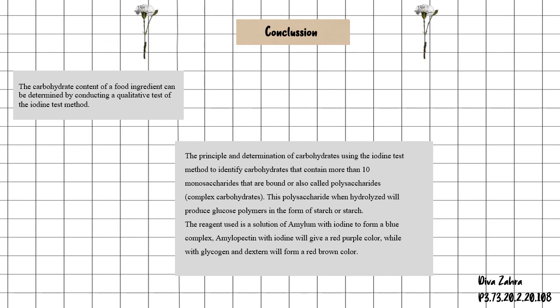The reagent used is a solution of amylum with iodine to form a blue complex. Amylopectin with iodine will give a red-purple color, while glycogen and dextrin will form a red-brown color.